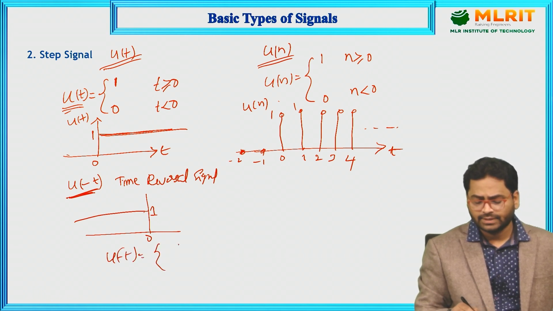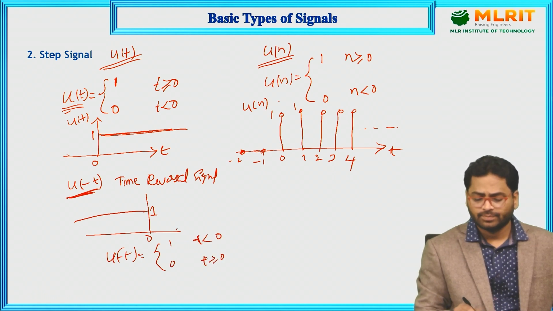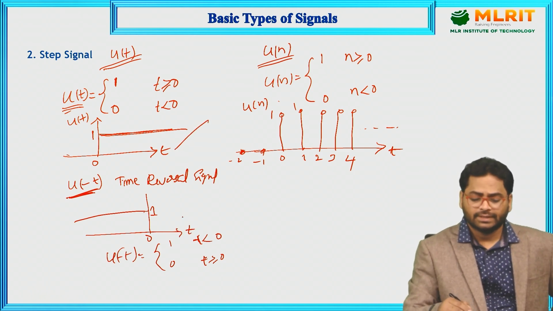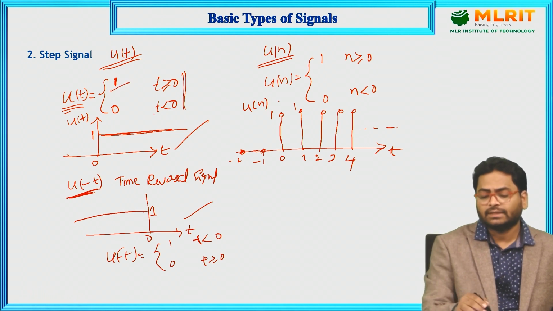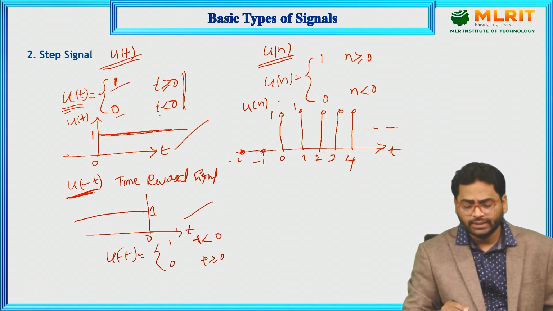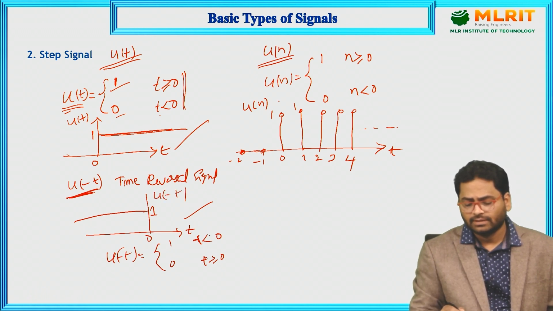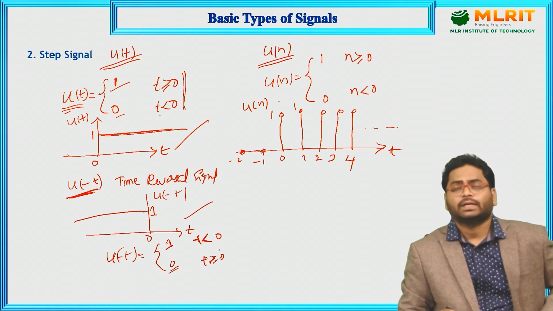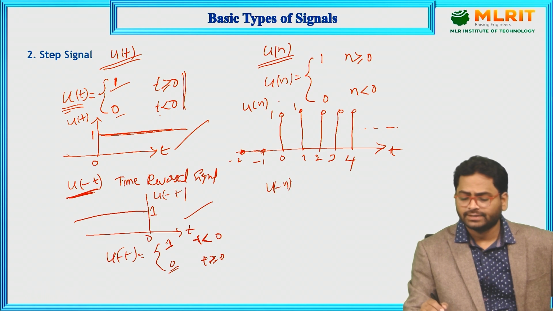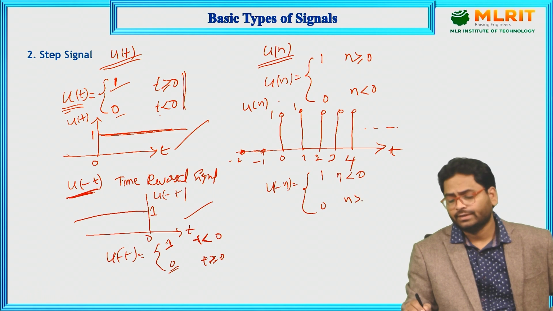So how do we define u of minus t? u of minus t is equal to 1 where t less than 0, and 0 where t greater than or equal to 0. If you compare the time values, for u of t, at t greater than or equal to 0 it is 1 and t less than 0 it is 0. For u of minus t, t less than 0 gives 1 and t greater than or equal to 0 gives 0. Similarly, u of minus n is 1 where n less than 0, and 0 where n greater than or equal to 0.